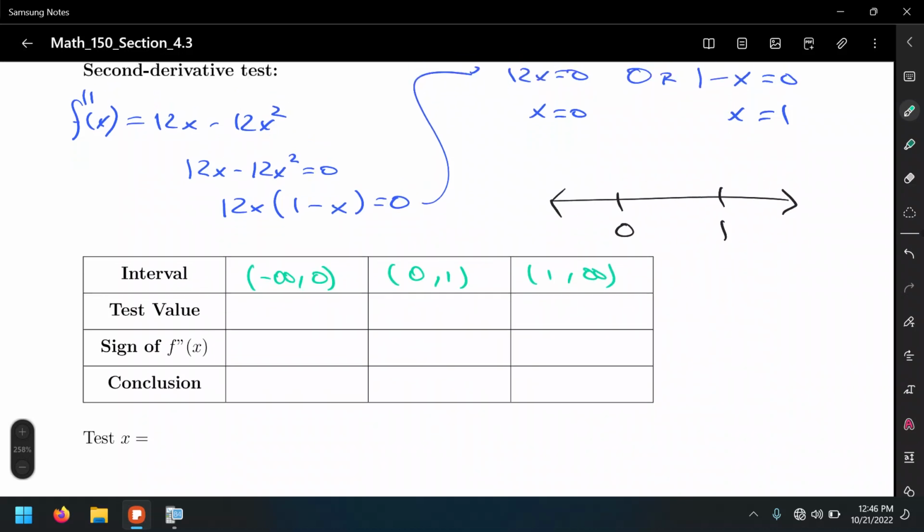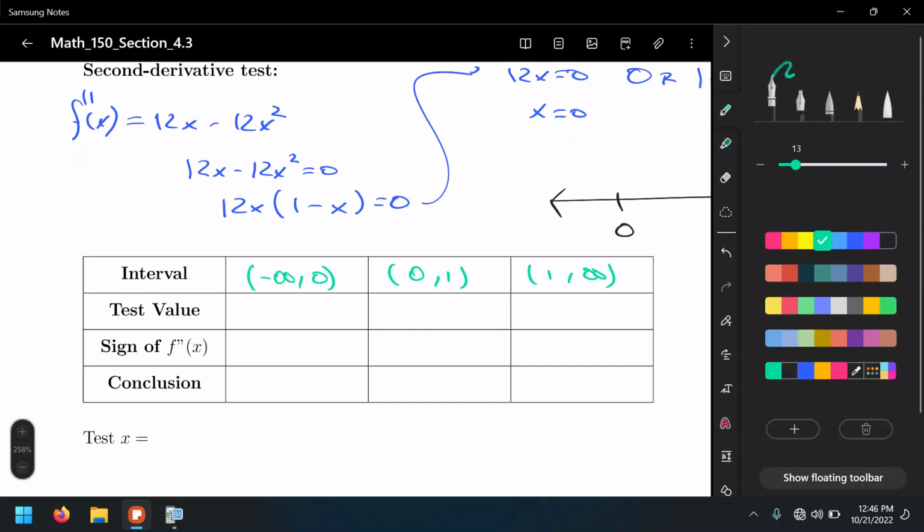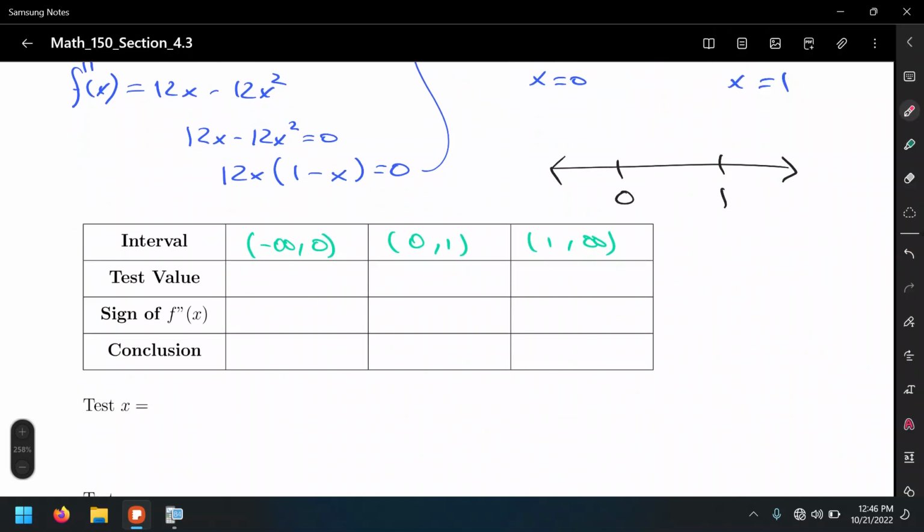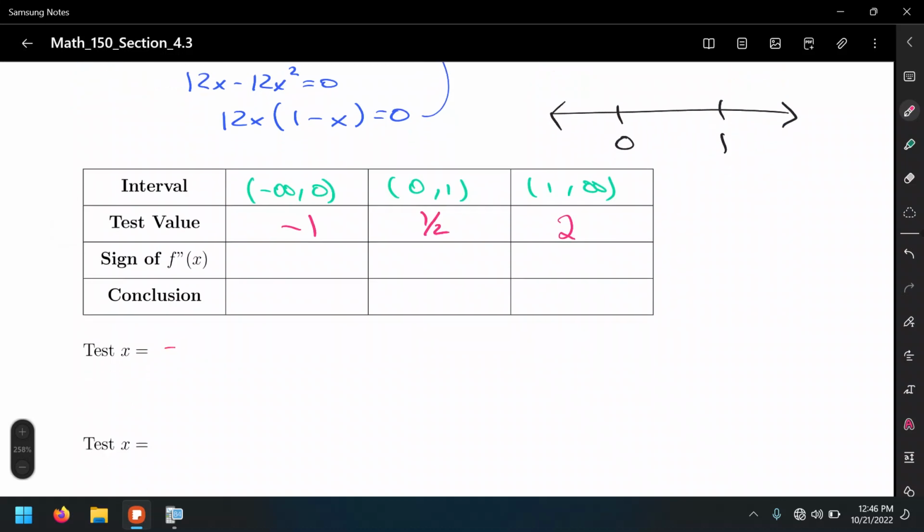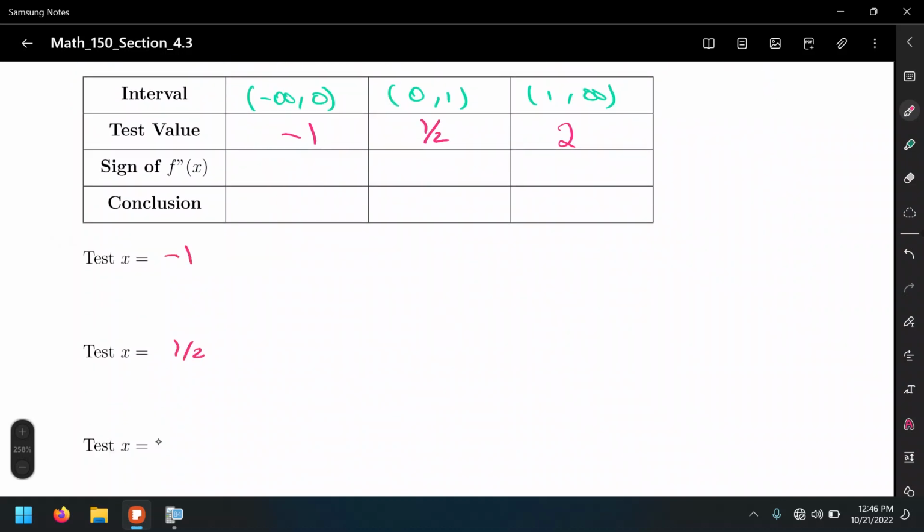All right, so let's pick our test values. What would be a good test value for the first interval? -1. What about in the second interval? 1/2. So in some situations like this one, when our critical numbers are consecutive integers, there's no way around it, we will have to use a fraction. So hopefully it doesn't go that crazy. And what about a good test value in the third interval? 2. All right, so let's test -1, 1/2, and 2.